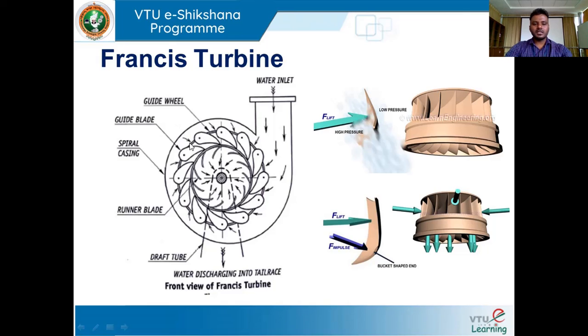Once the water starts flowing through the guide blades, it experiences an increase in its kinetic energy, and along with that, the water loses its pressure energy. We know that in the case of a reaction type turbine, the pressure energy of water gradually decreases as water flows over a series of blades. The same thing happens in the case of the Francis turbine, which is a mixed flow turbine. Along with that, it's not a pure reaction turbine.